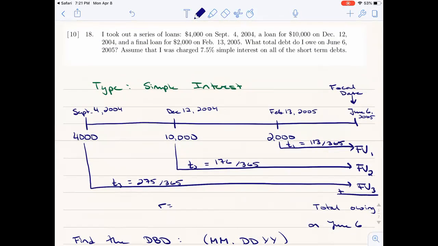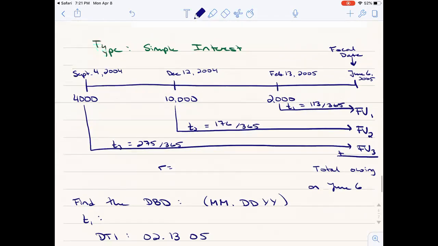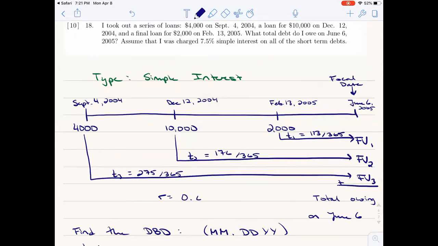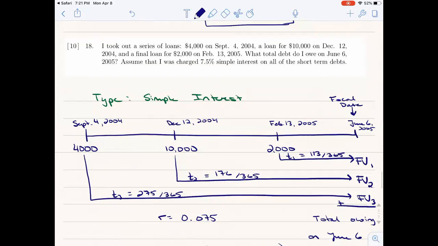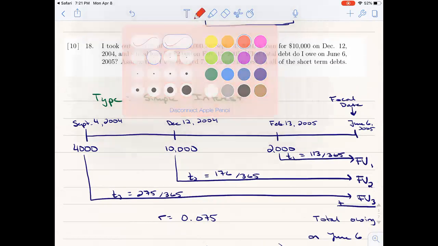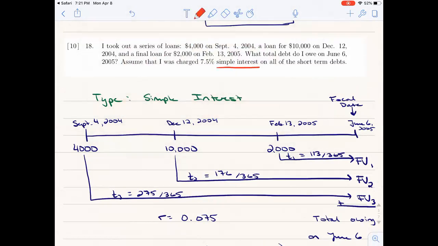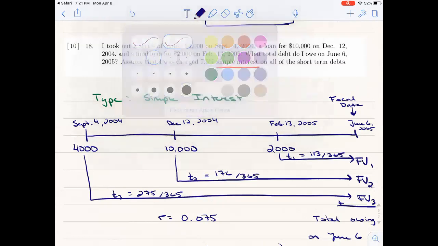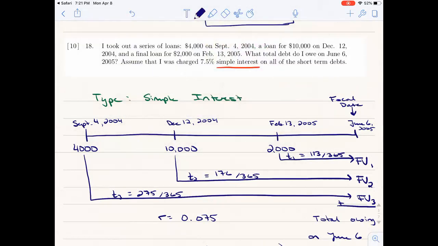Now we can go in and say, okay, well, now we know the time for each of these. The last thing we're going to jot down is the rate. So it's 0.075 simple interest. So we have to use the simple interest formulas.